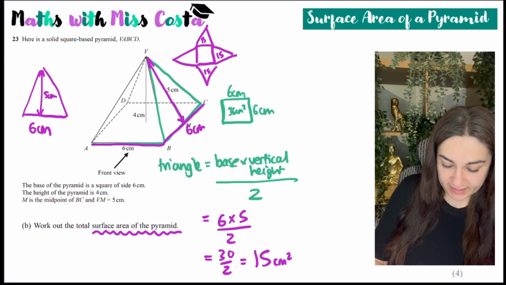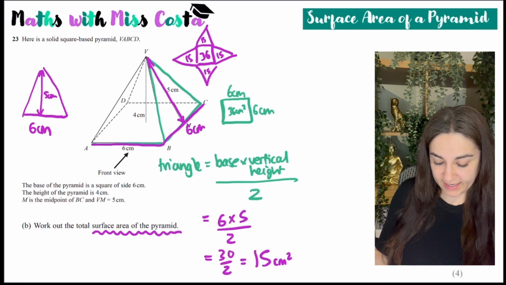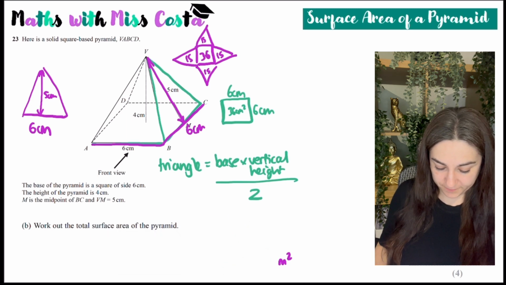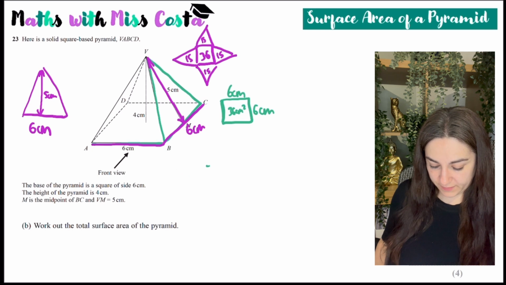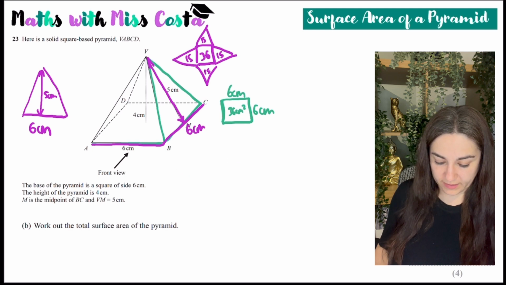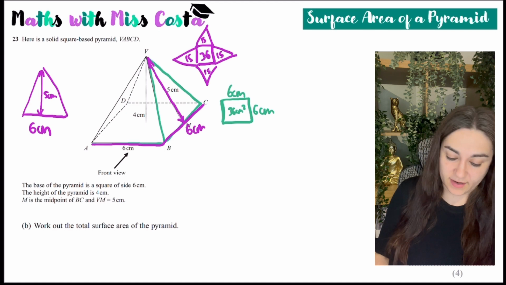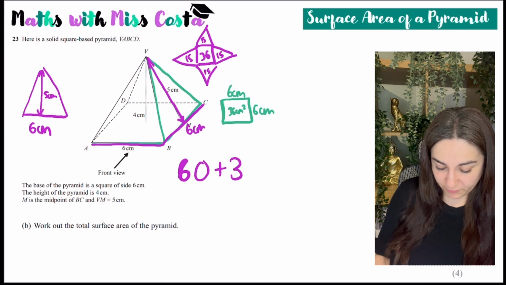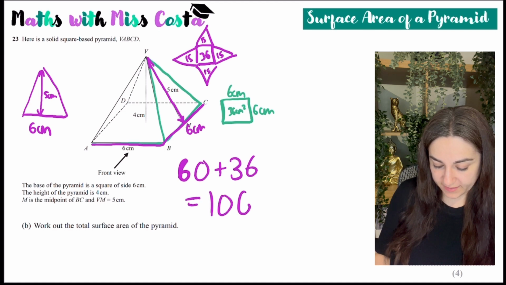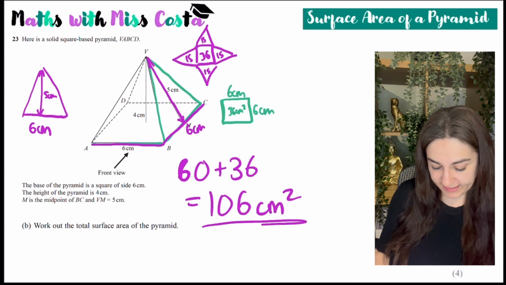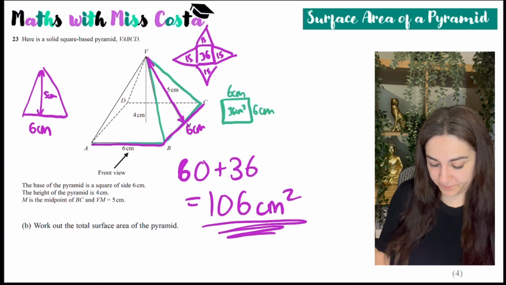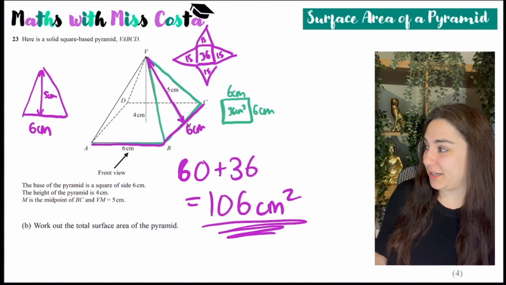So I could label it here. So that's 15, that's 15, that's 15, that's 15, and that's 36. And then I add them all together. So 15 times by 4, I could do first. So 15 plus 15 is 30. Double that is 60. So I've got 60 plus 36, which is 106 centimeters squared. So this one was quite a tricky one.